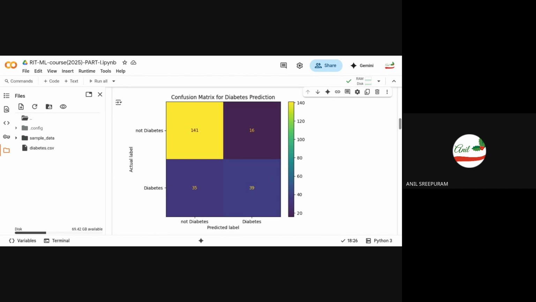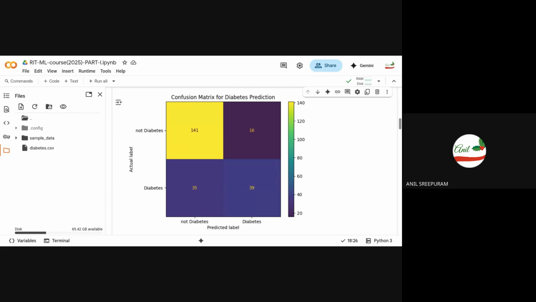So out of 141 plus 39 samples, the prediction given by the model is exactly correct. But the two others, top right and bottom left, are incorrect predictions. 16 samples were actually not diabetic, but your model predicted them as diabetic. Similarly, 35 samples were actually diabetic, but your model predicted them as non-diabetic. So they are incorrect predictions, and your model is not 100% accurate.